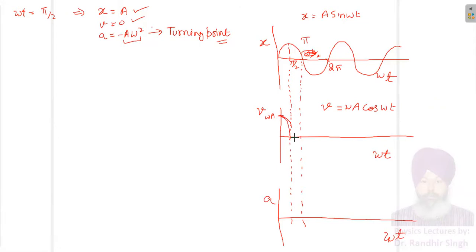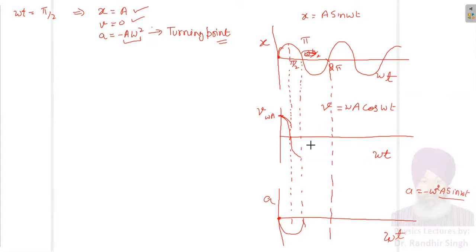Then it will go to negative. And acceleration, because a is equal to minus omega square a sine omega t, so this graph will be a negative sine graph. So it will start from here. From this point x moved upward, but from this point a will move downward, and the graph will be like this.